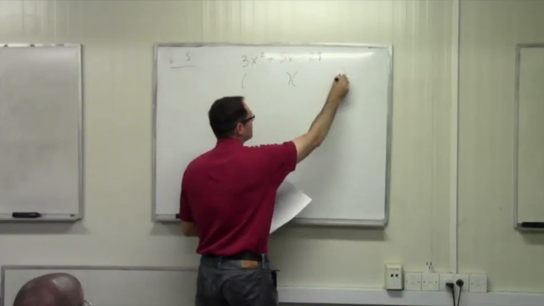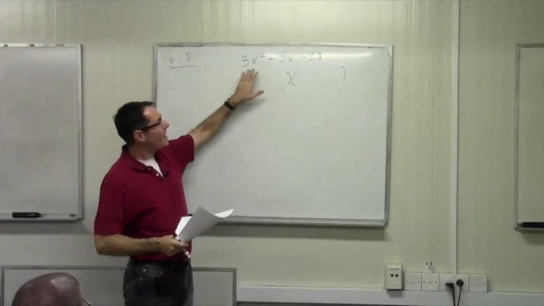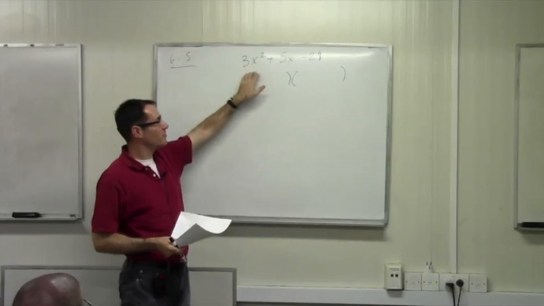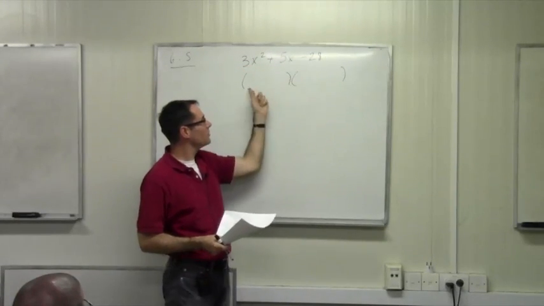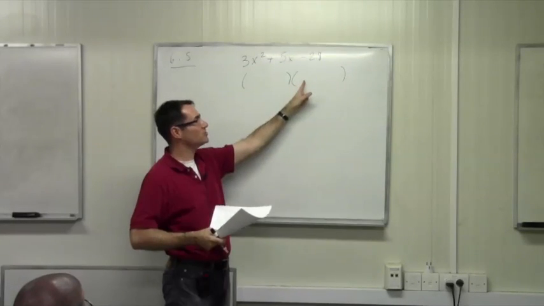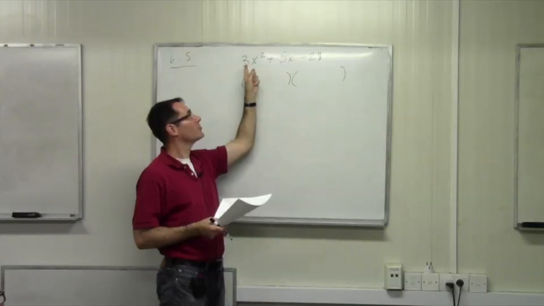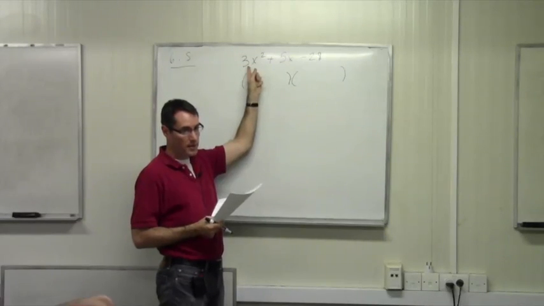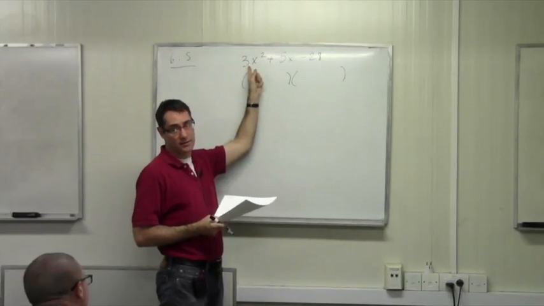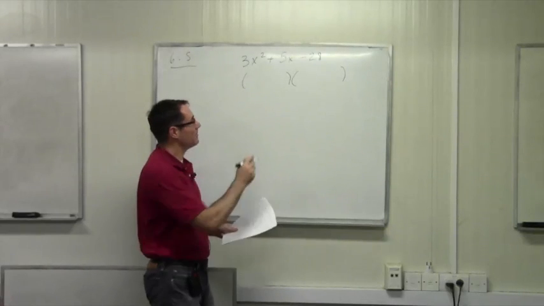Here's how we do this one. You still have this first term here. So the first terms of each factor have to multiply together to be 3x squared. In this case, it's pretty easy, right? It's going to have to be what?